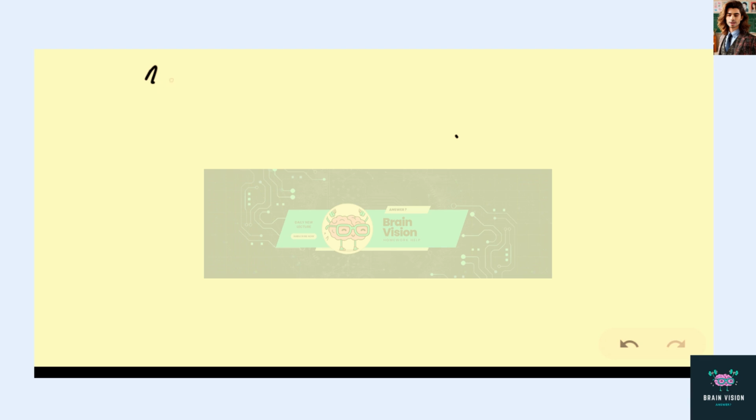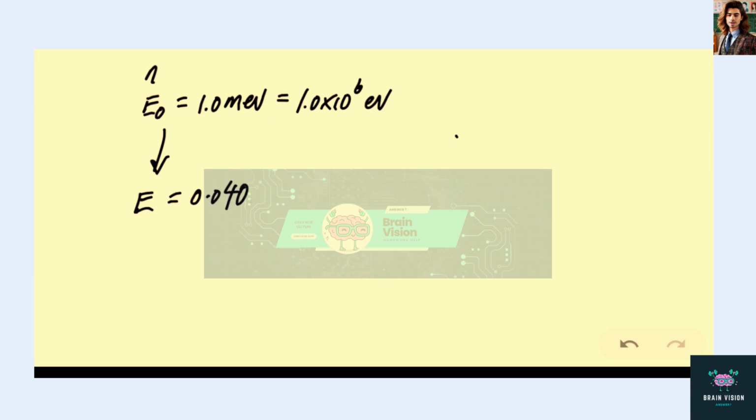Starts off with energy E naught of 1 MeV. And we want to find how many collisions it takes to bring it to an energy of 0.04 eV. Now we are given that for each collision, the energy is halved, right? 1/2 of its kinetic energy is lost to the collision.